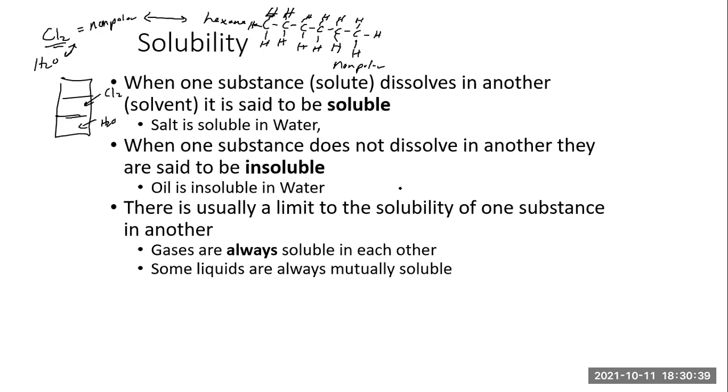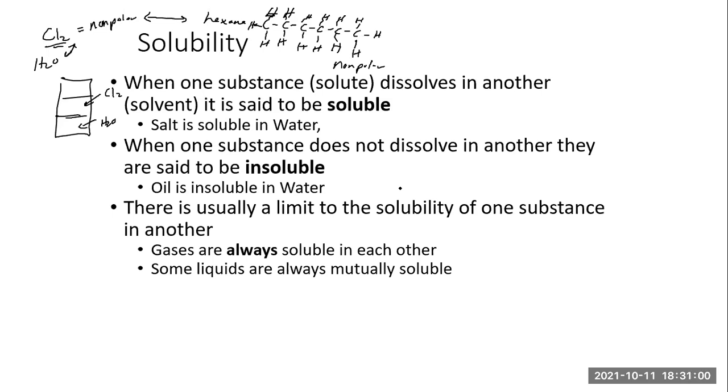But there are things that are also soluble in each other all the time. Gases are soluble in one another, and that's because gases are flying around, which means they are constantly mixing with each other as they're passing each other. Some liquids are also soluble in each other. So polar and polar, non-polar and non-polar things are soluble in each other.